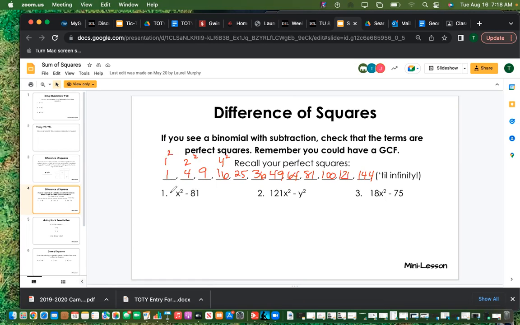So what you want to do is check and see if they're perfect squares. We know that this first coefficient is going to be 1, so the square root of 1 is just 1. And the square root of x squared is just x. What's the square root of 81? So we're going to have an x plus 9 and an x minus 9. The reason we have a plus and a minus is because there's no b term here.